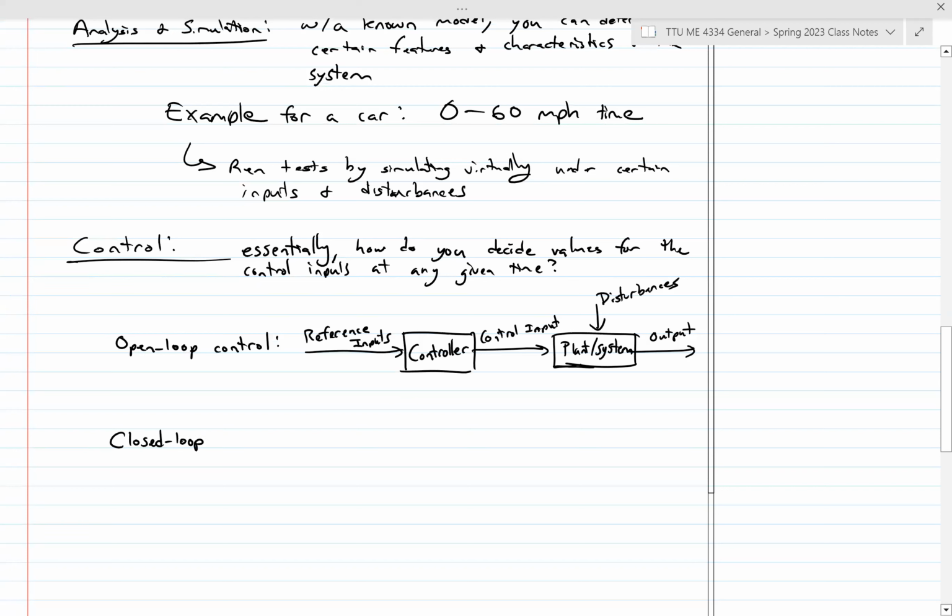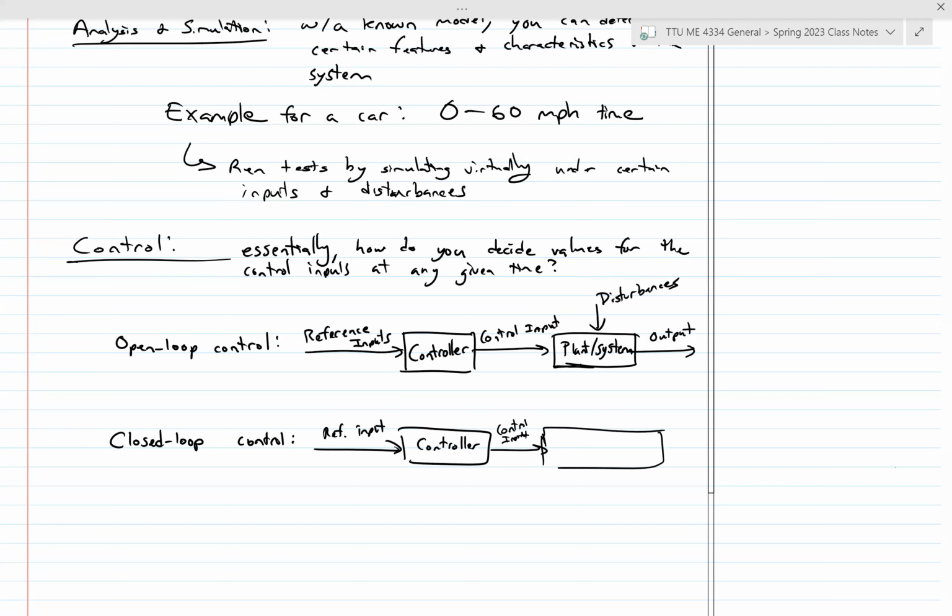Closed loop control, which people are starting to touch on here. So closed loop control, we have our reference input. That goes into our controller here, which we'll get into, that's what we're doing in this class, is designing that to spit out our control input into our plant or our system. Even with those disturbances coming in, we get our output.